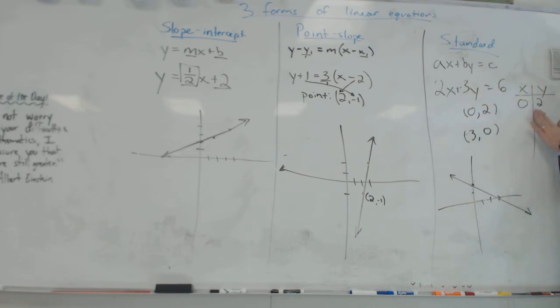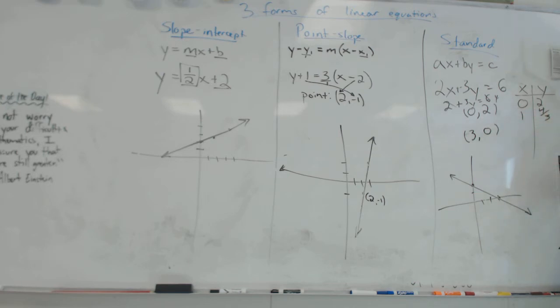So I could graph this, maybe I want x to be 1. When x is 1, I have 2 plus 3y equals 6. Subtract the 2, 3y equals 4. Y is 4/3. This point is a lot harder to graph than this one. And so these tricks are just going to make it a little easier for you to graph these lines quickly.